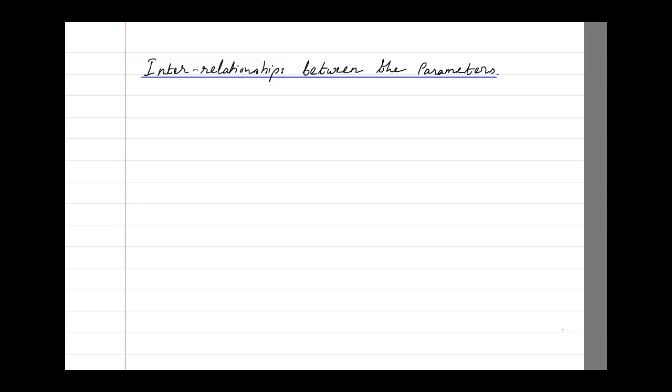Hello students. Next we are going to look into an important topic which is interrelationship between parameters. So we all know that there are four different kinds of parameters that we have studied. One is the Z parameter, another is the Y parameter, the H parameter, and finally the ABCD or the transmission parameter.